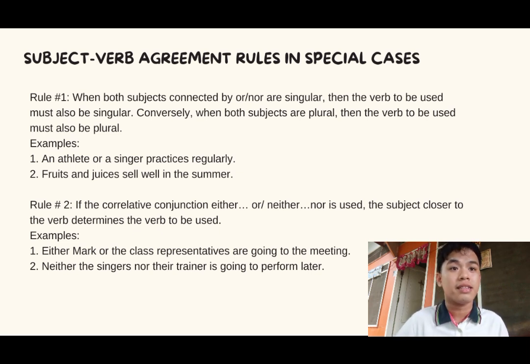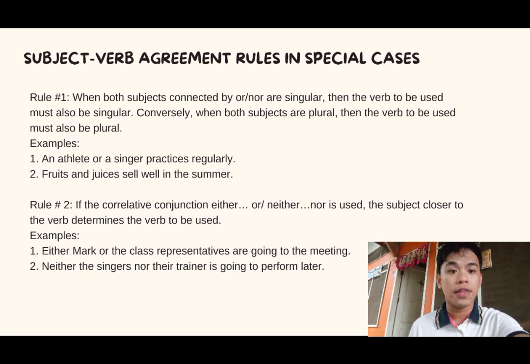So if the correlative conjunction either or, neither nor is used, the subject closer to the verb determines the verb to be used. So again, the subject closer to the verb determines the verb to be used. So here is the example: either Mark or the class representatives are going to the meeting. You might be wondering why we use are here. It is because our verb here is the word are.